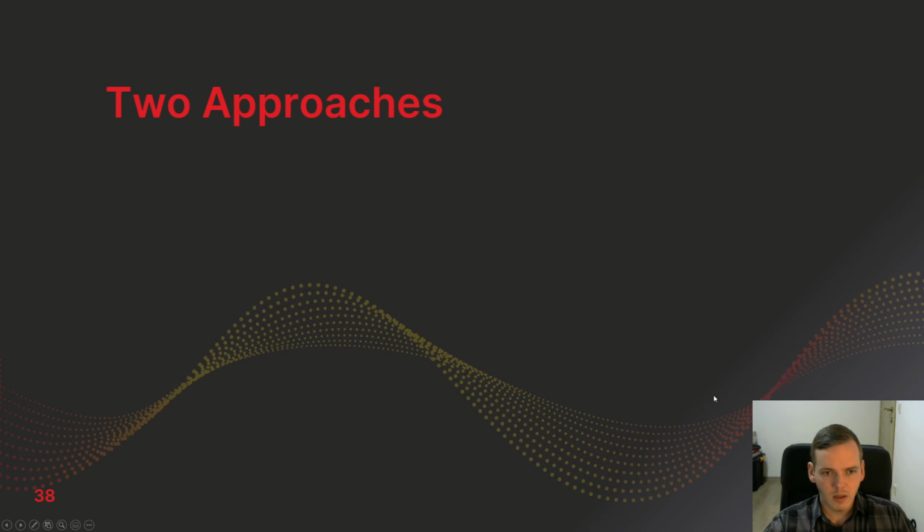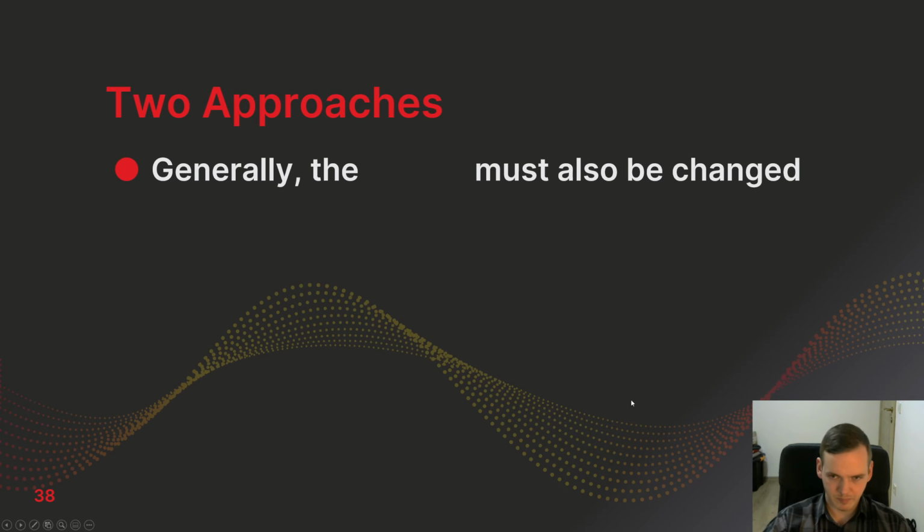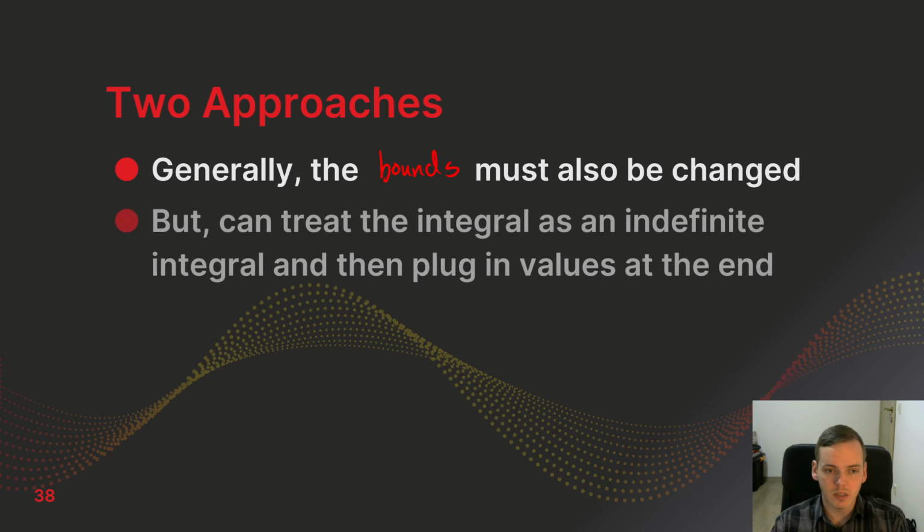So there's two approaches to this, one of which is kind of the way that we already did it, just treat it like an indefinite function. But the first one that we're going to talk about is that generally the bounds of your function must also be changed. So in other words, if you go from the integral from 1 to 0, you have to check those to make sure, you have to change those to deal with the u's.